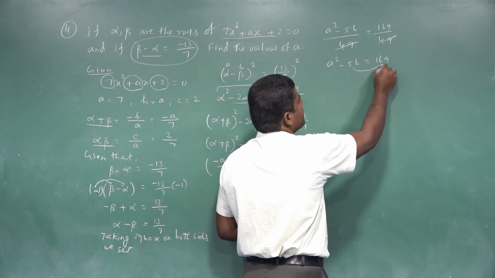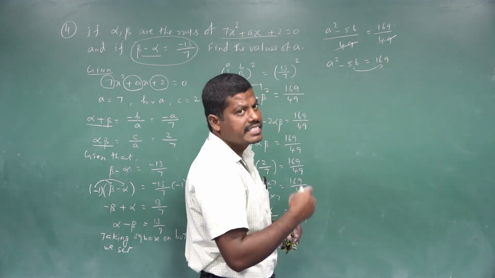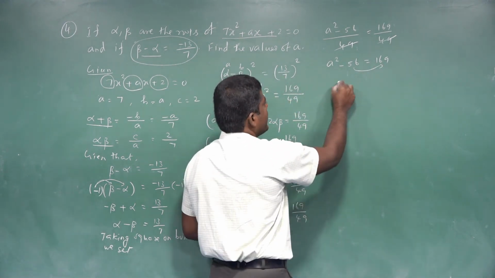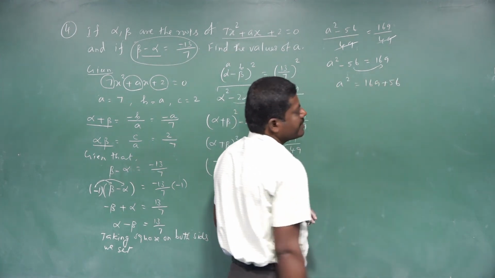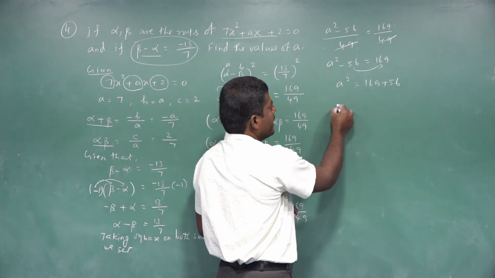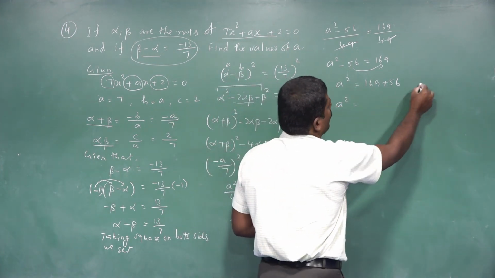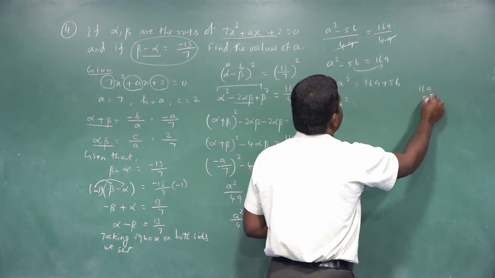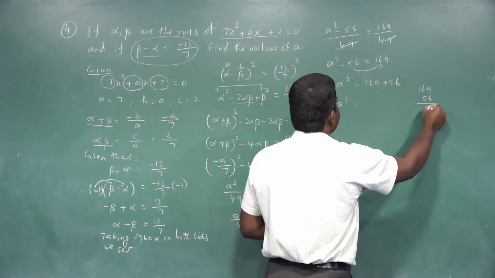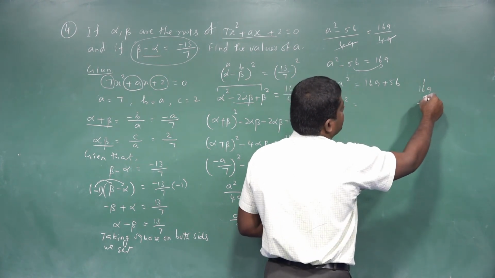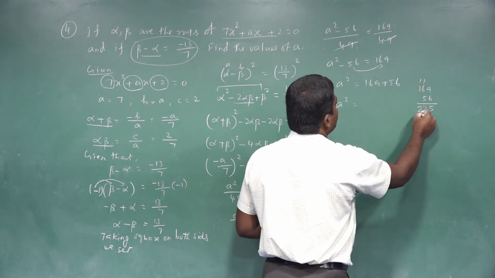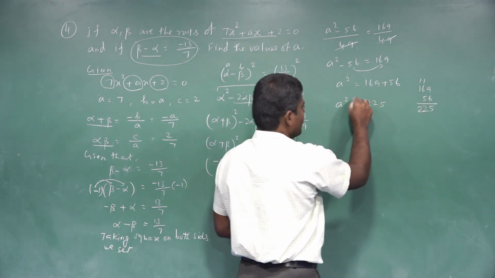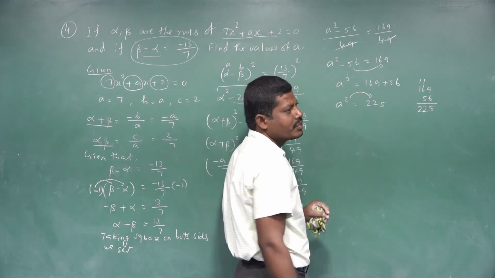Understand? Now we send this minus 56 to the right side, it becomes positive. So a square is equal to 169 plus 56. What do we get? 9 plus 6 is 15, remaining 1; 1 plus 1 is 2, remaining 1, 2. 225. Now you send the square to the right side, it becomes root.